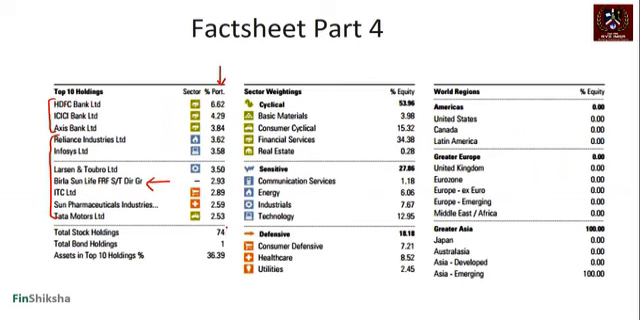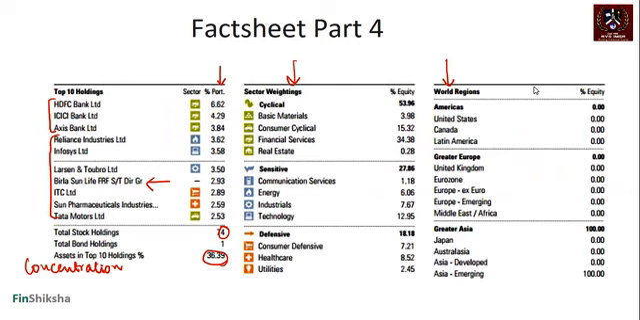Then total stock holdings, how many stocks are there? 74. Bonds, what is the percentage of top 10 holdings? It gives you some sense of what kind of concentration the fund has, right? And then you have sectoral weightages and regional weightages which are available. That's how you would look at the fact sheet of a Morningstar rated fund, right? That's what Morningstar gives us.